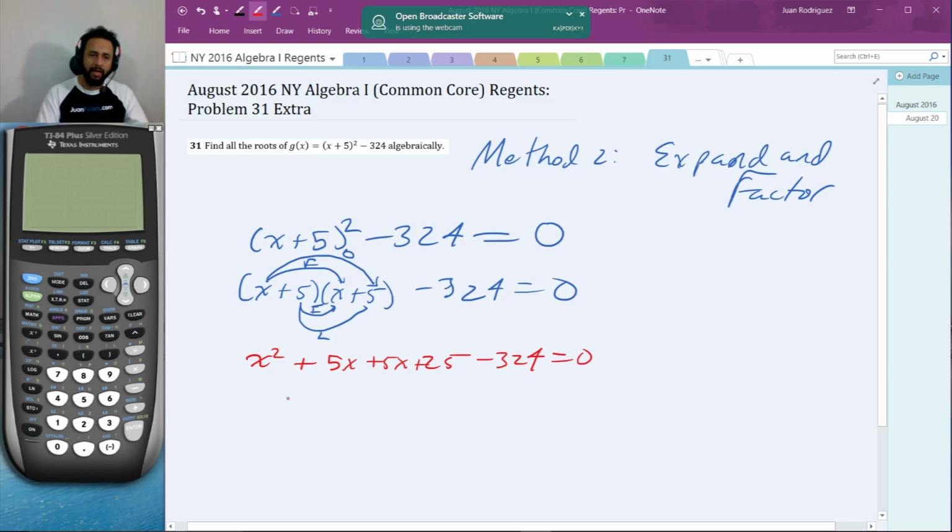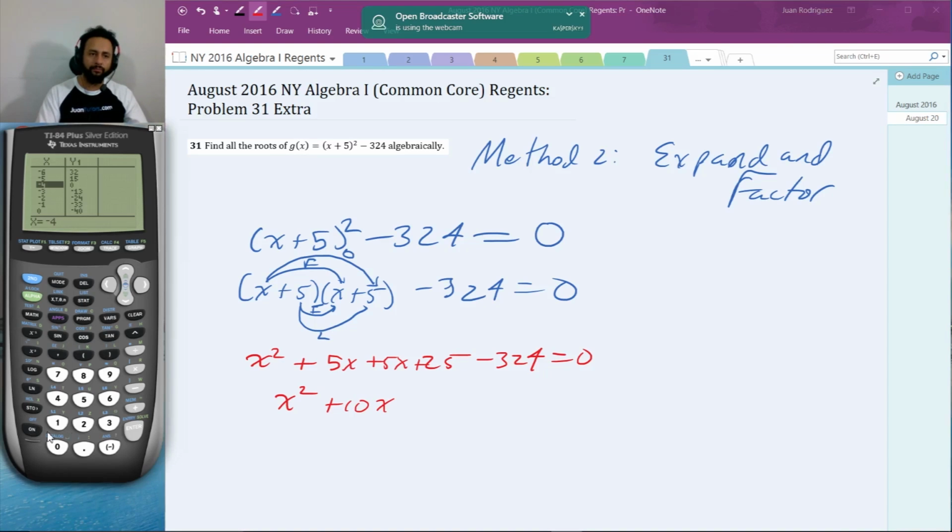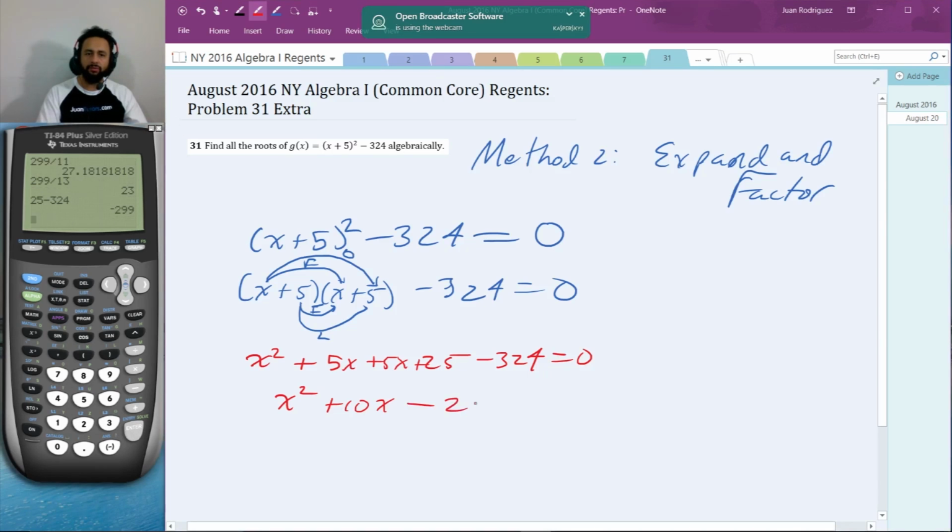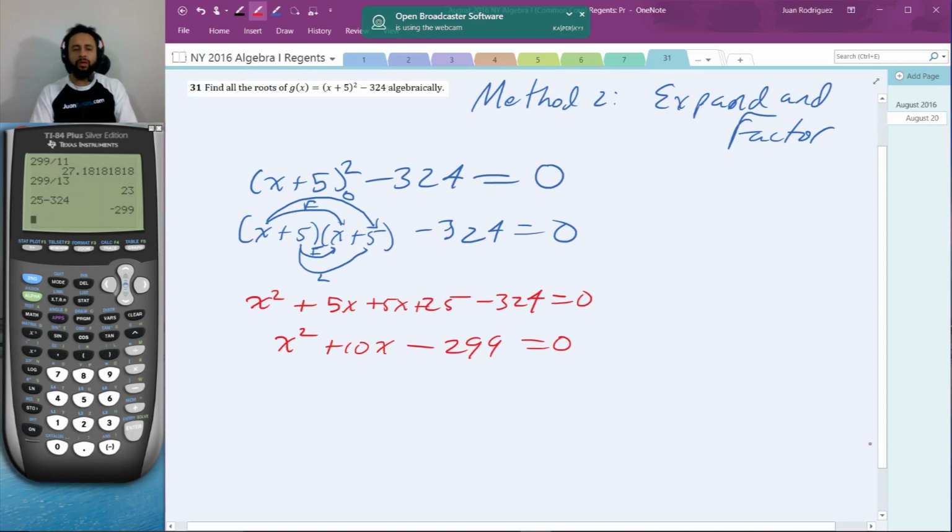Okay, and then combine like terms, x squared, 5x and 5x is 10x, and 25 minus 324, you could use your calculator to do this. 25 minus 324 is negative 299. Negative 299 equals 0. Okay. So what I like to use is what's called the factor rainbow. A lot of kids call it the factor rainbow.